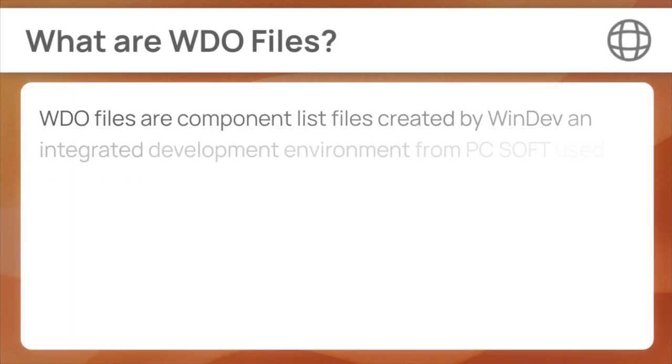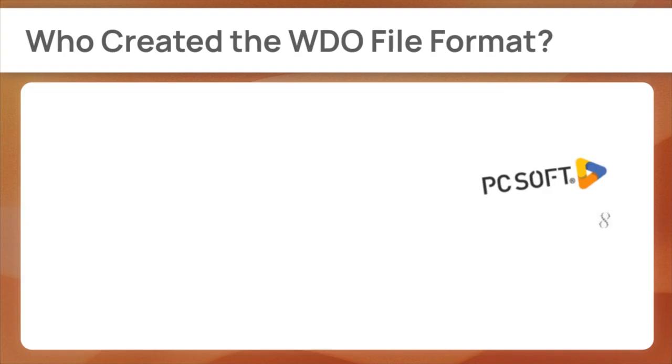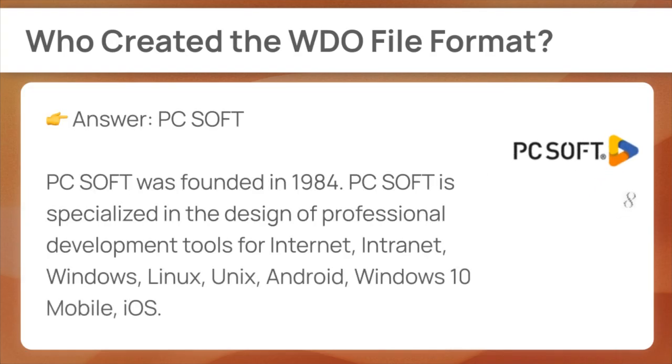WDO files are component list files created by WinDev, an integrated development environment from PCSoft used to build Windows business applications. They store references to external components used in a WinDev project, enabling modular code reuse across applications and proper component dependency management during compilation.